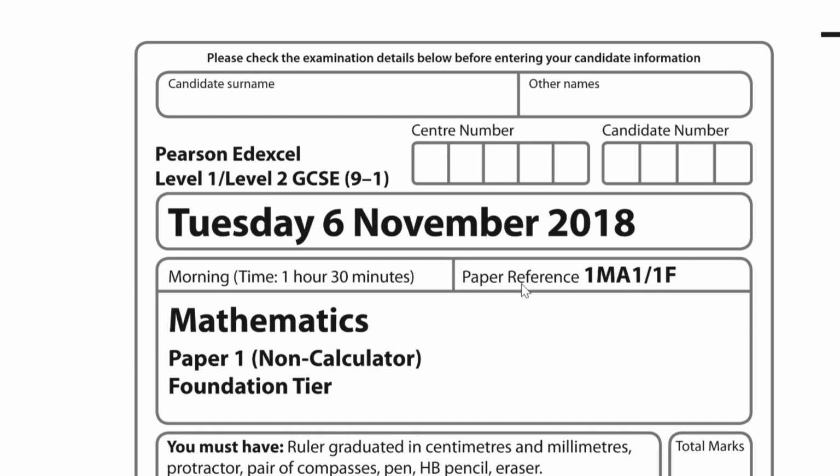This is the Edexcel GCSE 9-1 Maths Paper 1 from the Foundation tier, and it's from the November 2018 series.